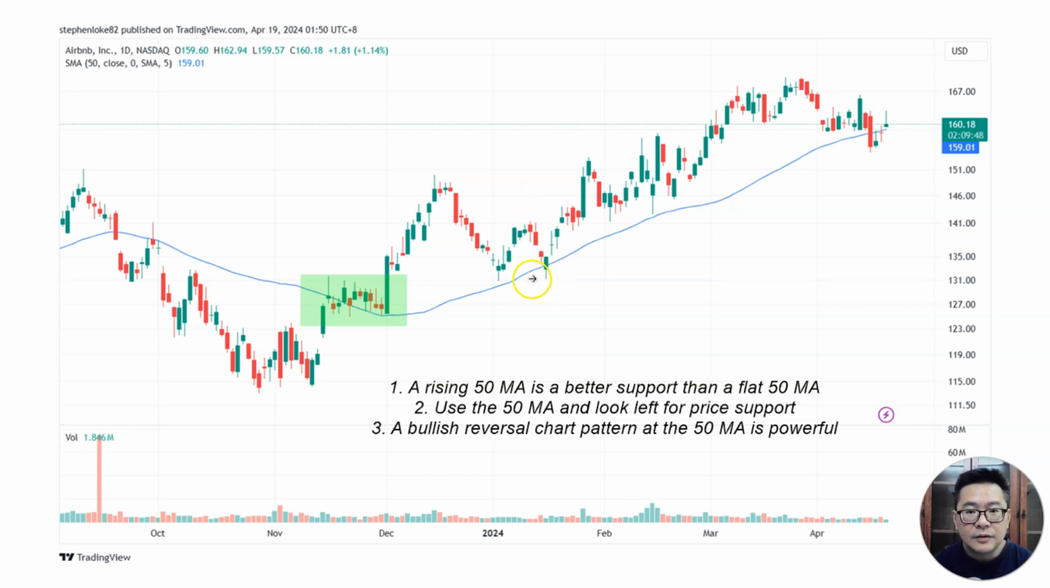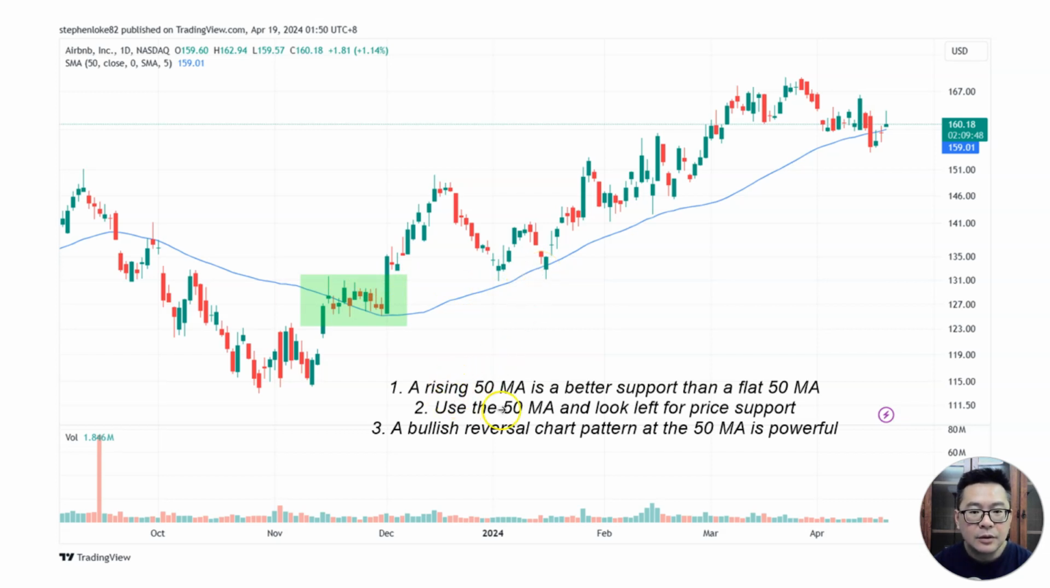For example, if you see the 50 MA here, your eyes should look to the left and see, is there any price support? Well, here we have a price support because there is sideways trading around here. And when the stock corrected to the 50 MA, we also have price support on the left, and this makes it a more powerful reversal.